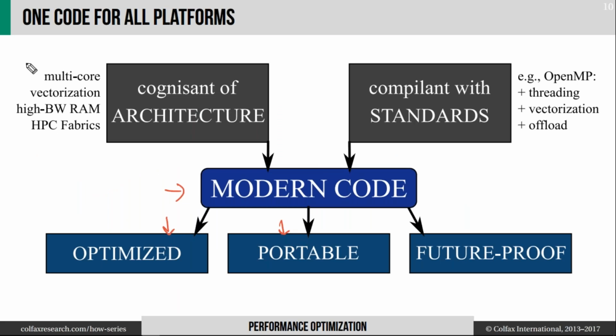With these practices, we are going to make our code cognizant of the fundamental building blocks of our architecture: multiple cores, vector instruction support, high bandwidth memory, and high performance fabrics. But we will not make it tied to a particular architecture, because we will rely on standards for multi-threading, vectorization, and offload. Last week, we covered OpenMP, the Open Multiprocessing Framework, that historically was designed for multi-threading, but in its most recent versions, it also supports vectorization and directives for offload.